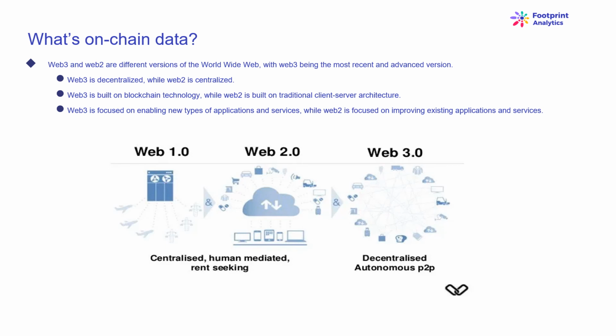This means that in Web3, data and services are provided by a distributed network of nodes, rather than by a single entity. Web3 is built on blockchain technology, while Web2 is built on traditional client-server architecture. This means that in Web3, data is stored and transferred using cryptographic algorithms, rather than being stored and transferred by a central server. Web3 is focused on enabling new types of applications and services, while Web2 is focused on improving existing applications and services. This means that Web3 is more experimental and forward-looking, while Web2 is more mature and established.